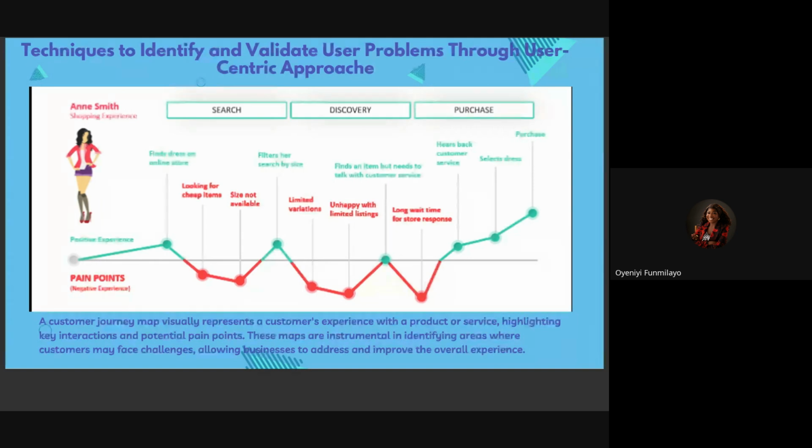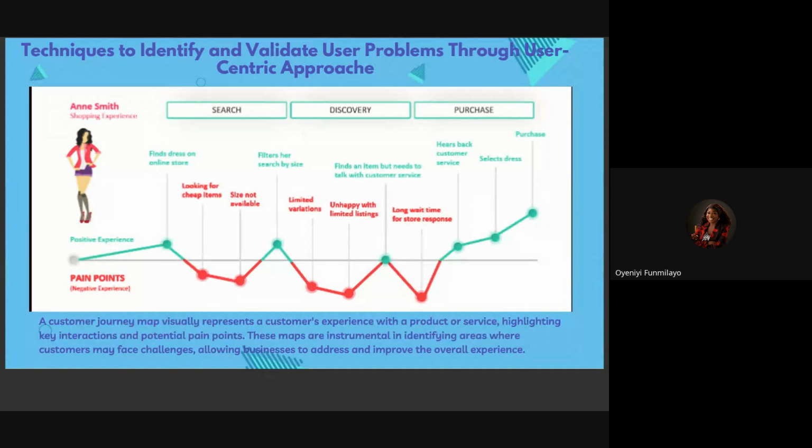The positive experience for Anna in her discovery phase will now be that she wants to find an item but needs to talk with the customer service. Sorry, I got distracted. My mom. She wants to find an item but needs to talk to the customer service. So just imagine now that Anna could not reach customer service, like maybe they took so much time in responding to her. That's a negative experience for Anna.